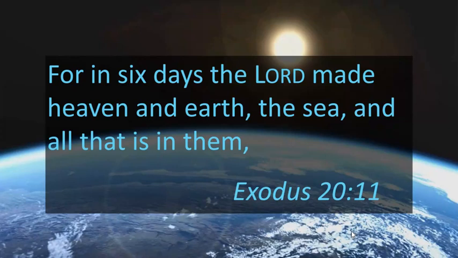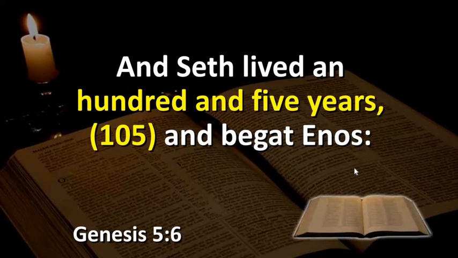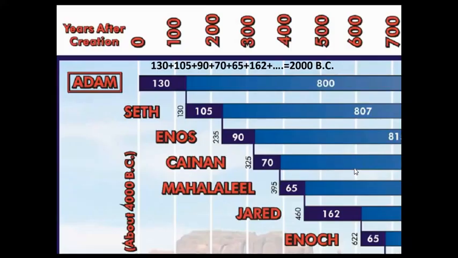But we can go further. We can see how old the earth is by the genealogies. Genesis 5:3, and Adam lived 130 years and begot a son. He called his name Seth. And Seth lived 105 years and begot Enos. And Enos lived 90 years and begot Canaan. So with all the genealogies in the Bible, you can add them up to get a total of how many years the Bible is.